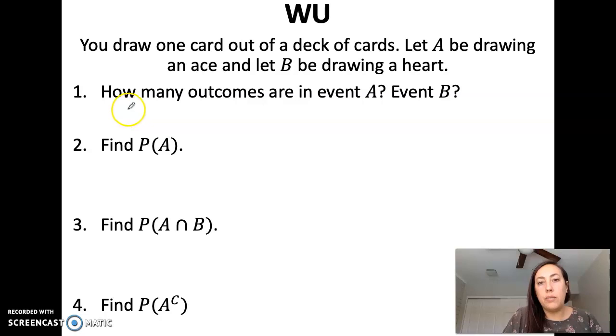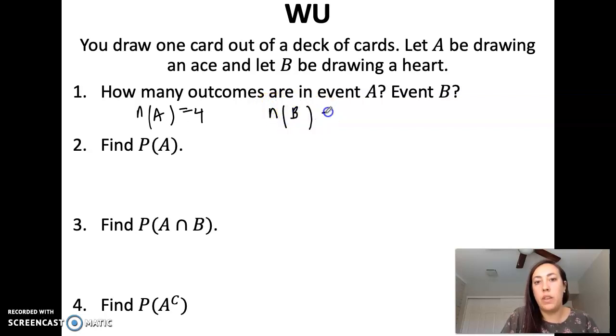So the number of outcomes in A, remember there are 4 aces in a deck of cards, 1 for each suit. So number of outcomes in event A is going to be equal to 4. And then B is drawing a heart. Remember there's 13 of each suit, so number of outcomes in B is 13.